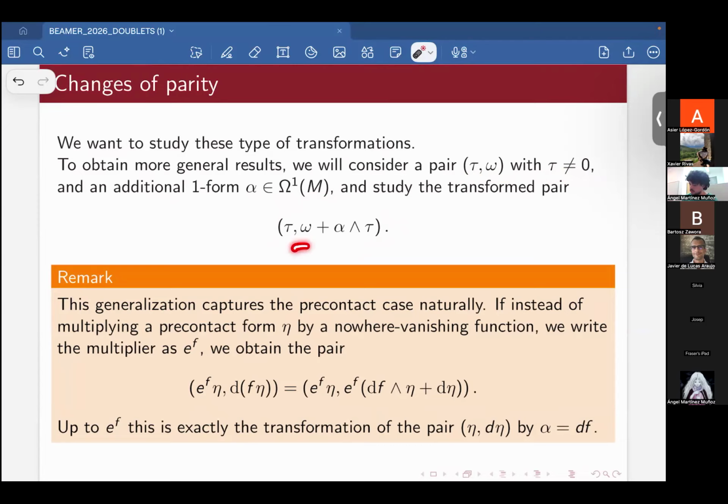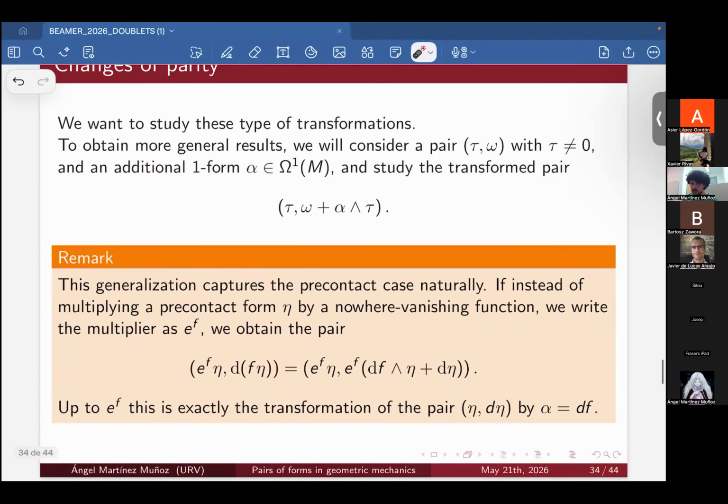So you just add to the two form the wedge of the new one form with the other one form. And just as a comment, this generalizes what you would do in pre-contact or contact forms, multiplying the one form by a function and still having a contact form. If you consider this change, as you can see here, the term that we added appears. So this would be just one of these transformations, with alpha taking df, the differential of a function.